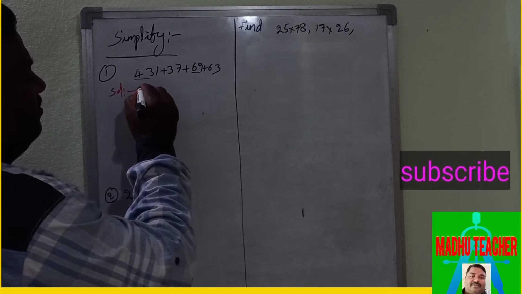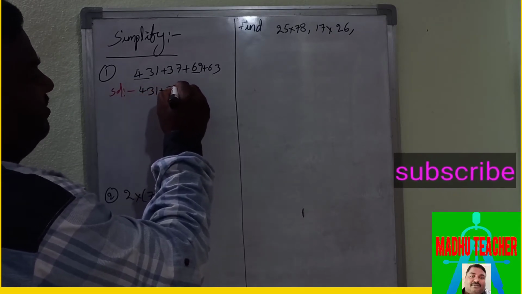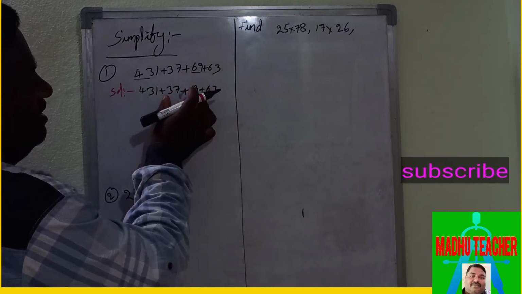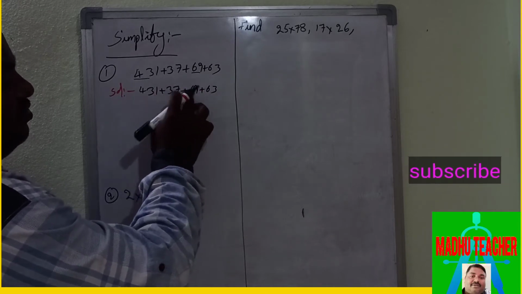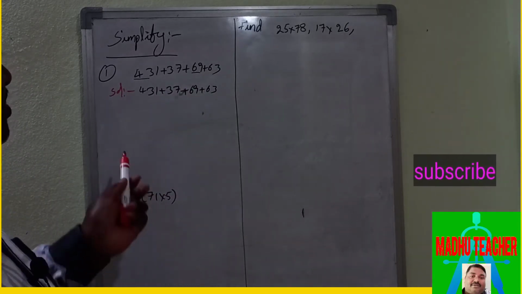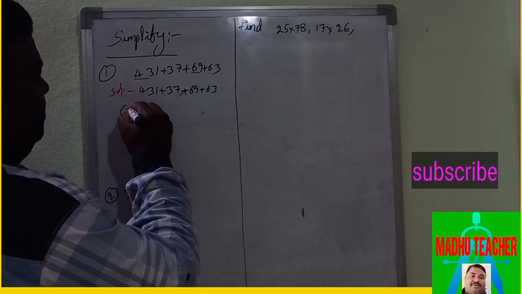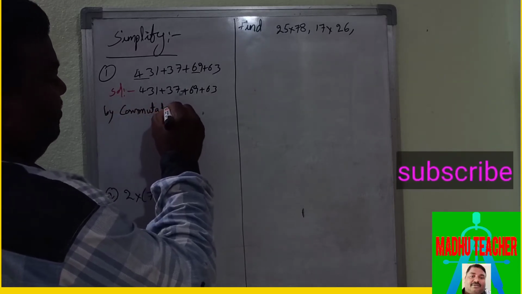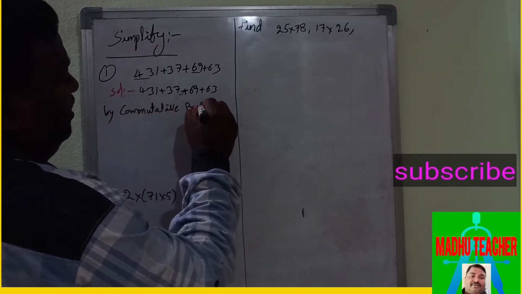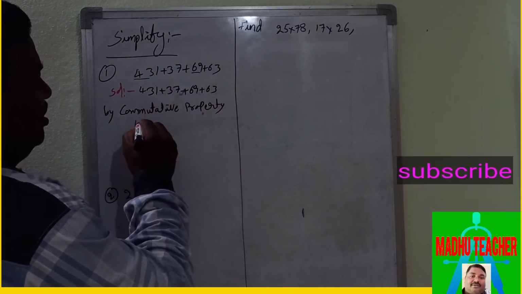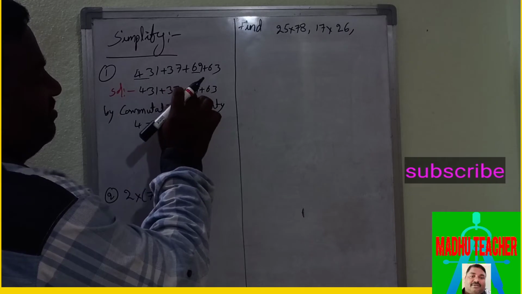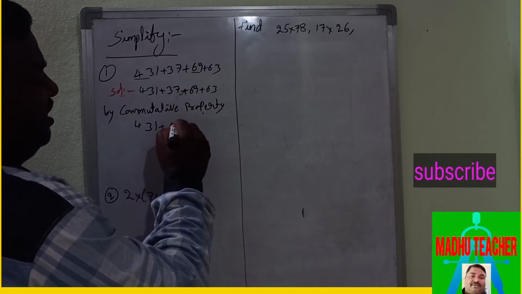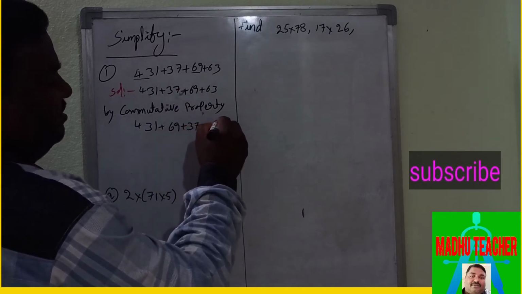First of all, 431 plus 37 plus 69 plus 63 is given. We are changing the order of these two. In what property do you change the order? That is commutative property. Under commutative property, we are changing the order of these two, that is 37 plus 69. Instead of 37 plus 69, we are writing 69 plus 37 plus 63.